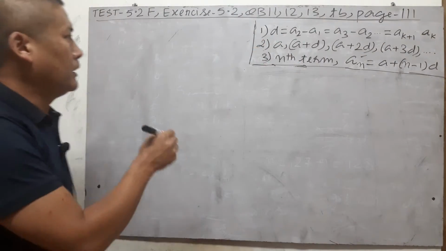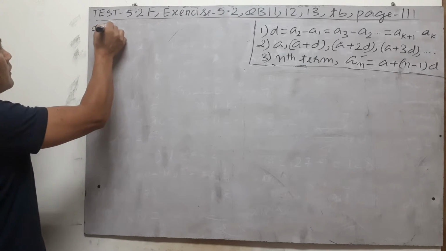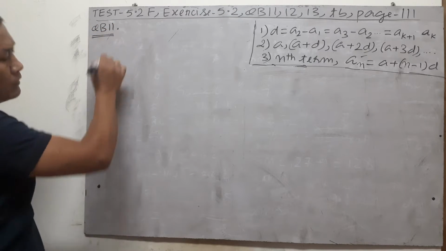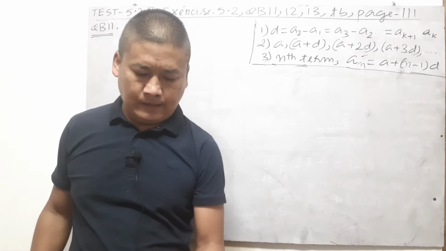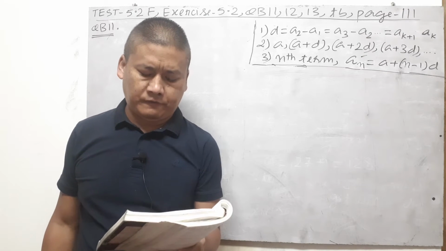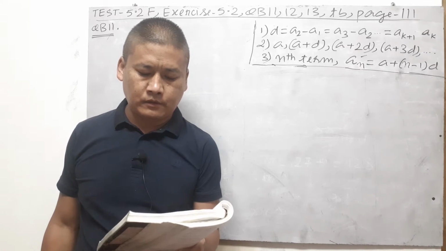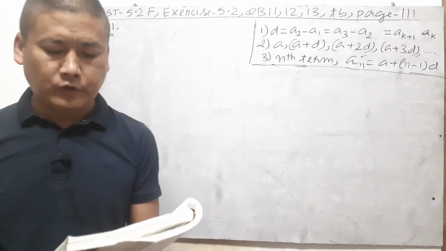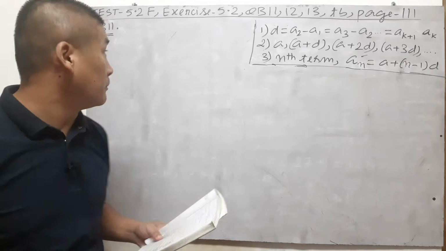Then let's start with B11. Question B11. Let me read the question for us. Which term of the AP 3, 15, 27, and 39 will be 132 more than its 54th term?